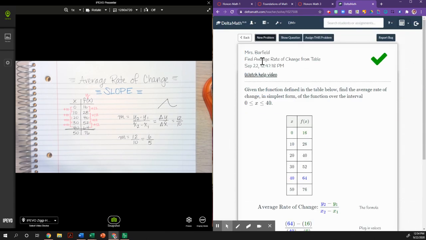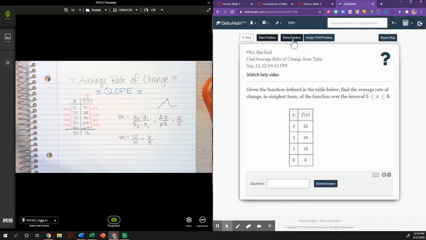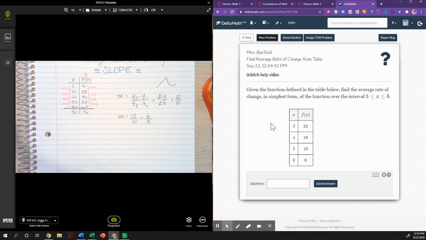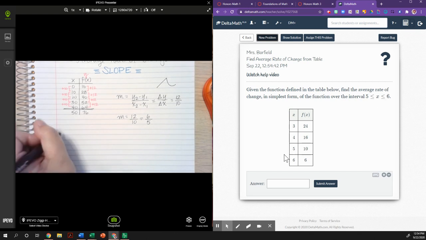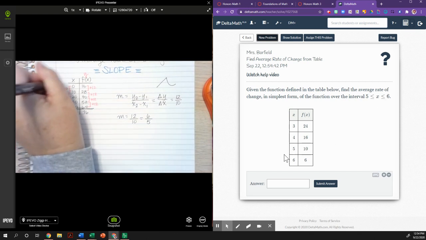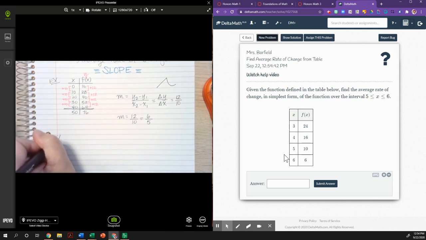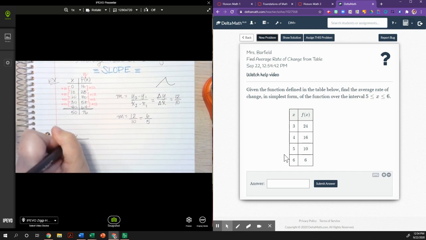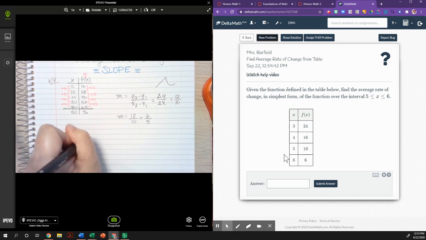All right, let's try another one. It says given the function defined in the table below, find the average rate of change in simplest form of the function over the interval from 5 to 6. So let me just write down the part of the table that we're worried about. x, f of x. We're only looking at 5 to 6. So 10 to 6.